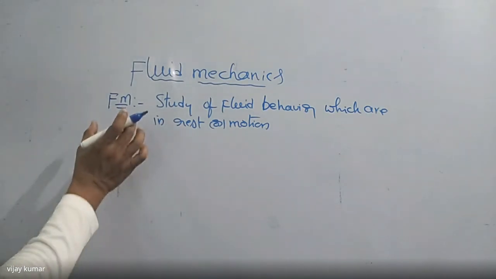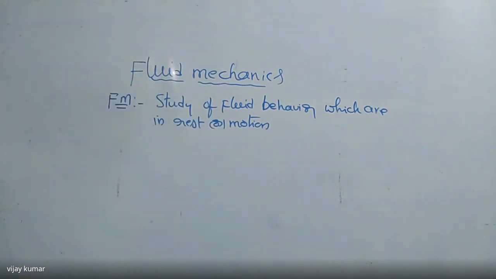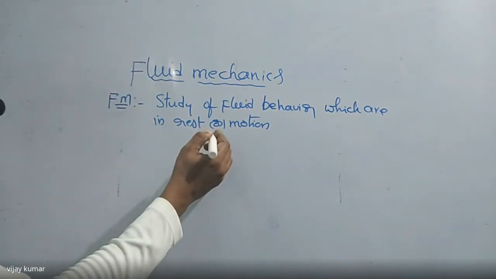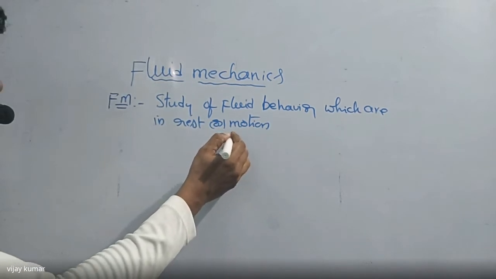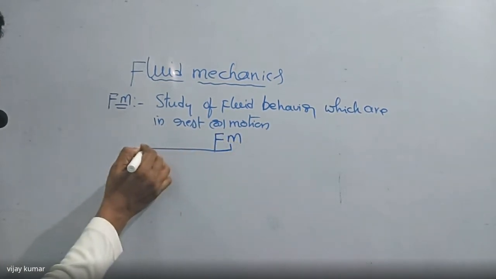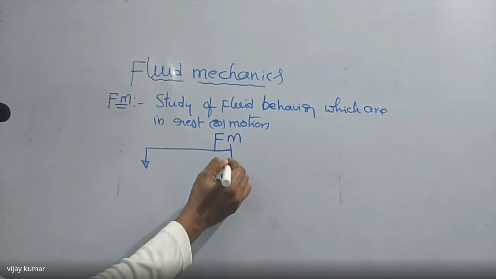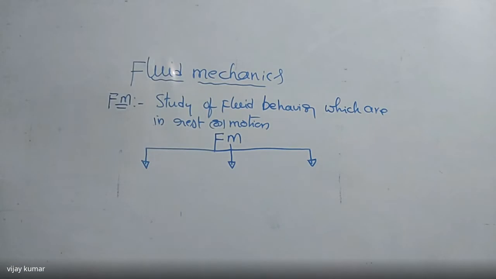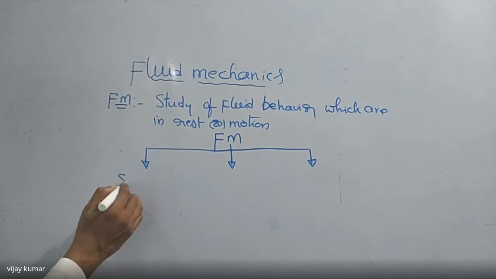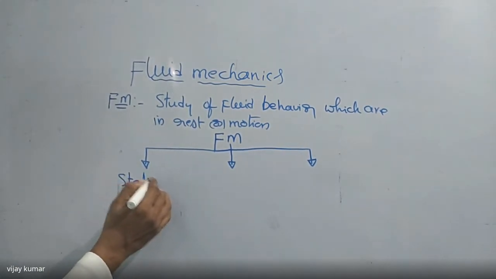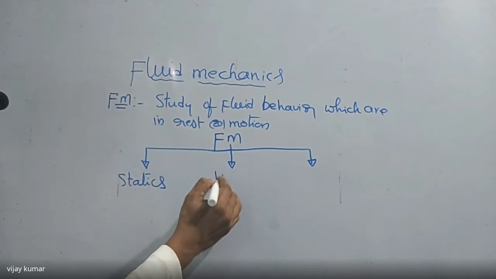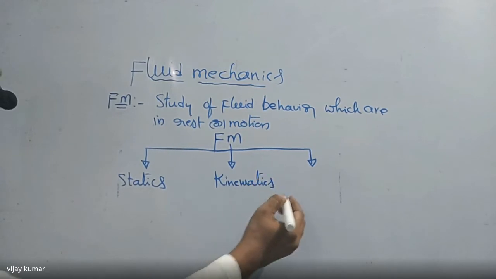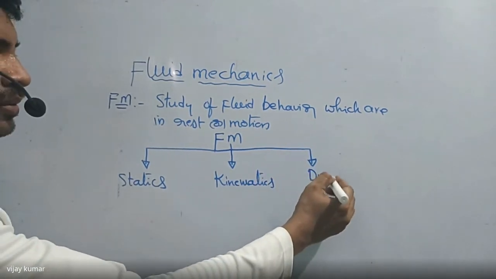Now, fluid mechanics is classified into three parts. I have already told you that in fluid mechanics, we are going to calculate three variables, so I'm going to divide fluid mechanics into three parts. That is nothing but the classification of fluid mechanics. The first one is statics, the second one is kinematics, and the third one is dynamics.